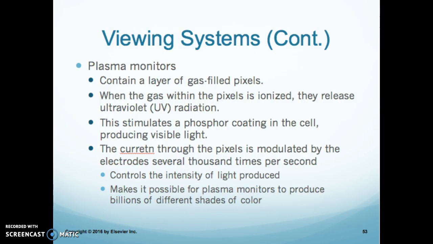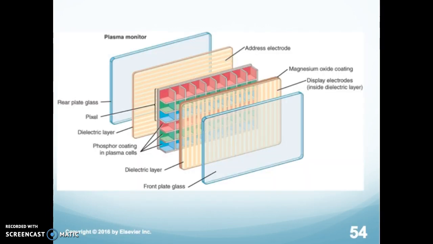And this gives you a visual display of how LCDs are set up, much different than our monitors. Okay, so plasma monitors. Plasma monitors contain gas-filled pixels. When the gas within the pixels is ionized, they release ultraviolet radiation. This stimulates a phosphor coating in the cell, producing visible light. The current through the pixels is modulated by the electrodes several thousand times per second. This controls the intensity of light produced, making it possible for plasma monitors to produce billions of shades of color. And here's their design.